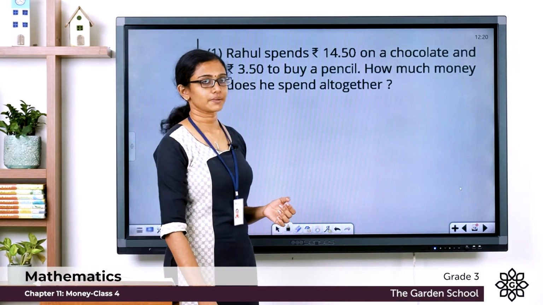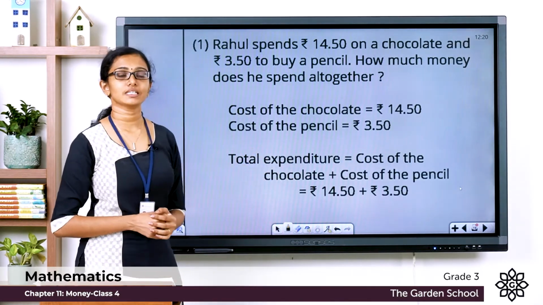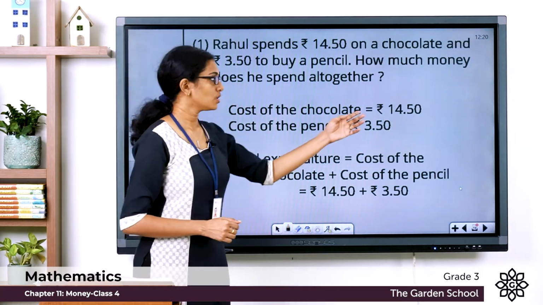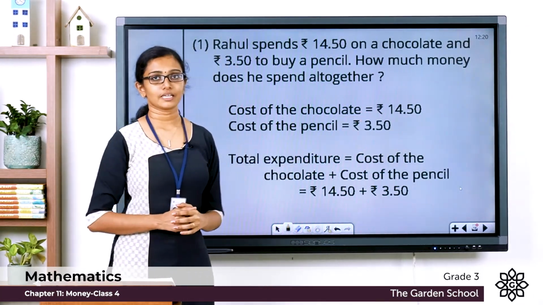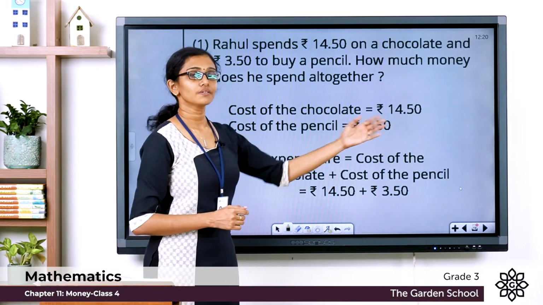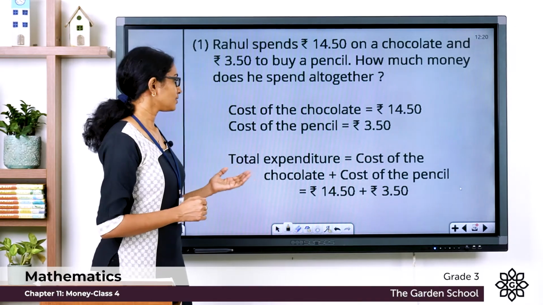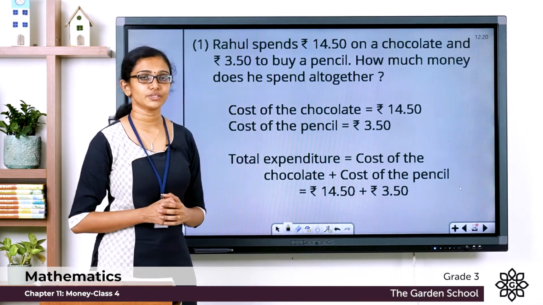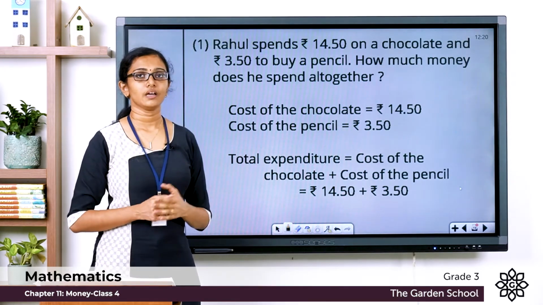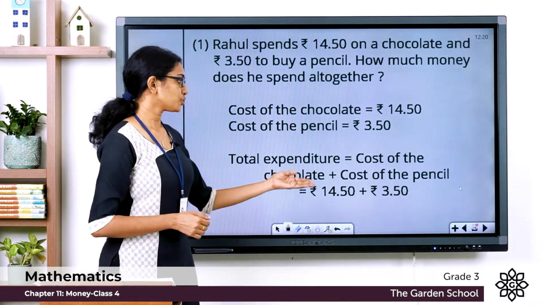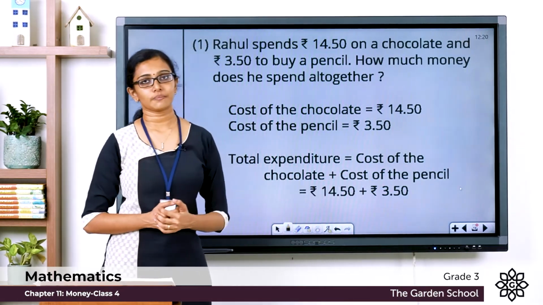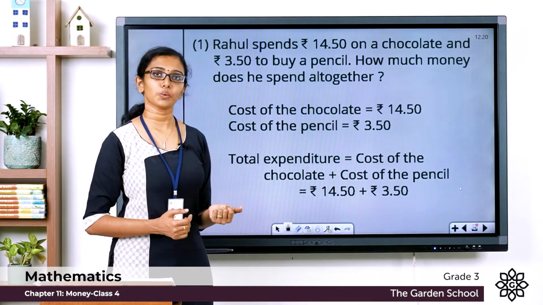So let's see the steps. From the data in the question, let's write the steps as cost of the chocolate is equal to 14 rupee 50 paise and cost of the pencil is equal to 3 rupee 50 paise. Now total expenditure is equal to cost of the chocolate plus cost of the pencil, which is equal to 14 rupee 50 paise plus 3 rupee 50 paise. So let's do the addition in the working column.